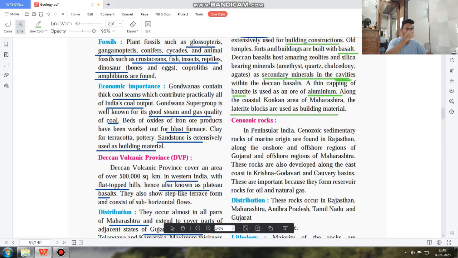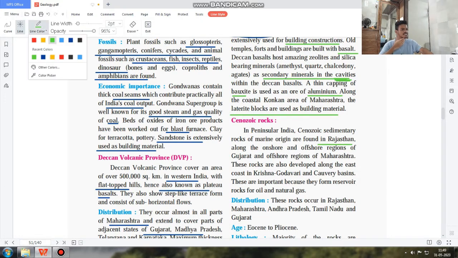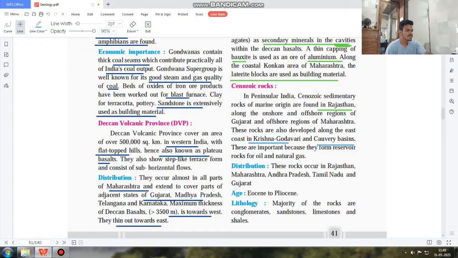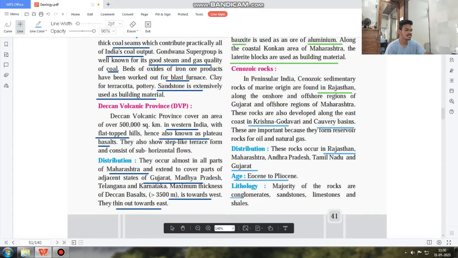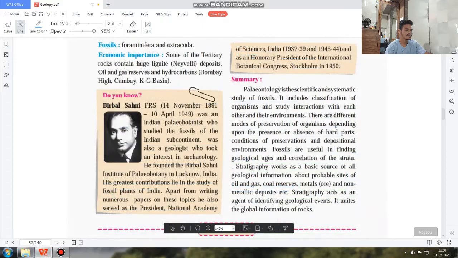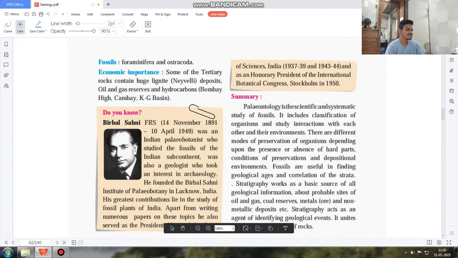Last we come to Cenozoic rocks. Cenozoic rocks are found basically in Rajasthan. They are found on the rivers of Krishna, Godavari and Kaveri. Distribution: Rajasthan and Gujarat. Eocene to Pliocene. Lithology again sedimentary only: conglomerate, sandstone, limestone.